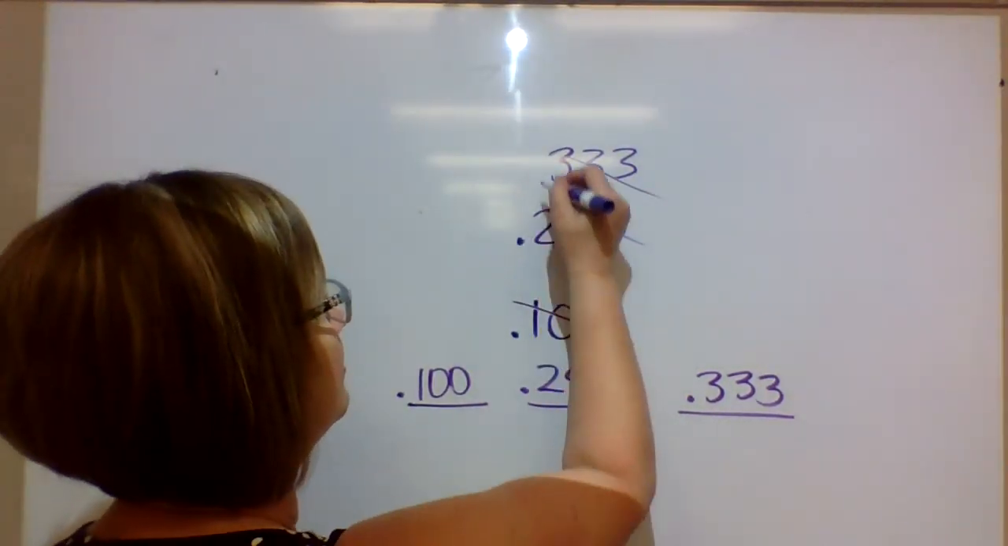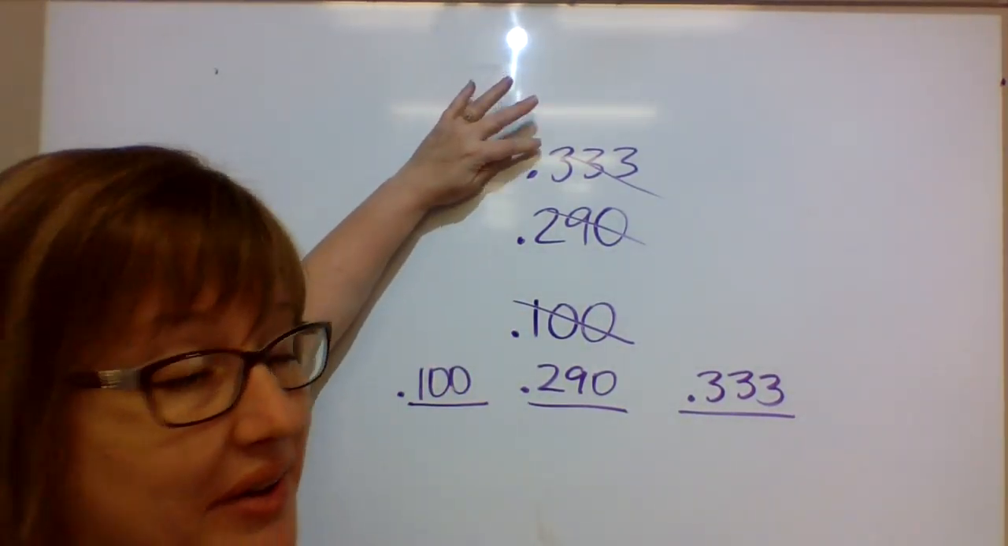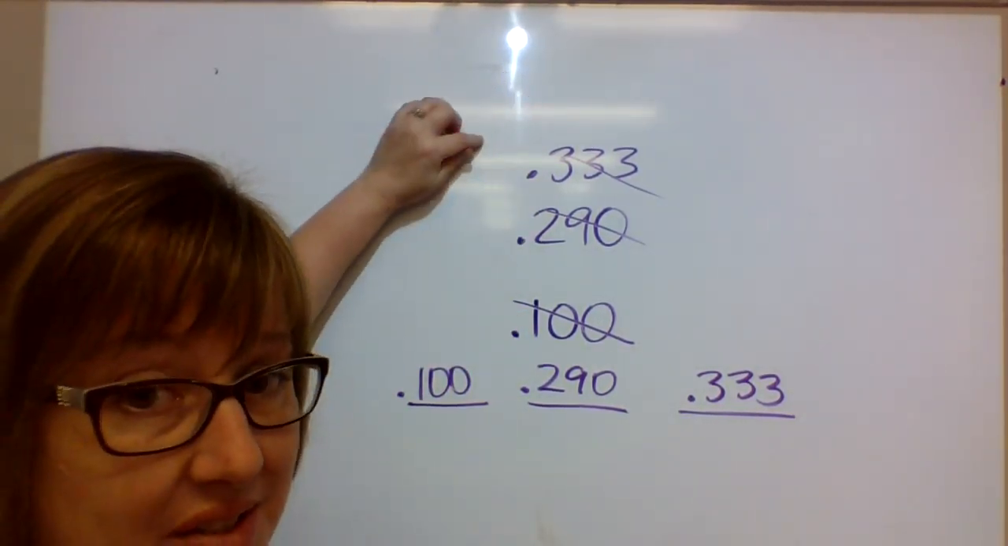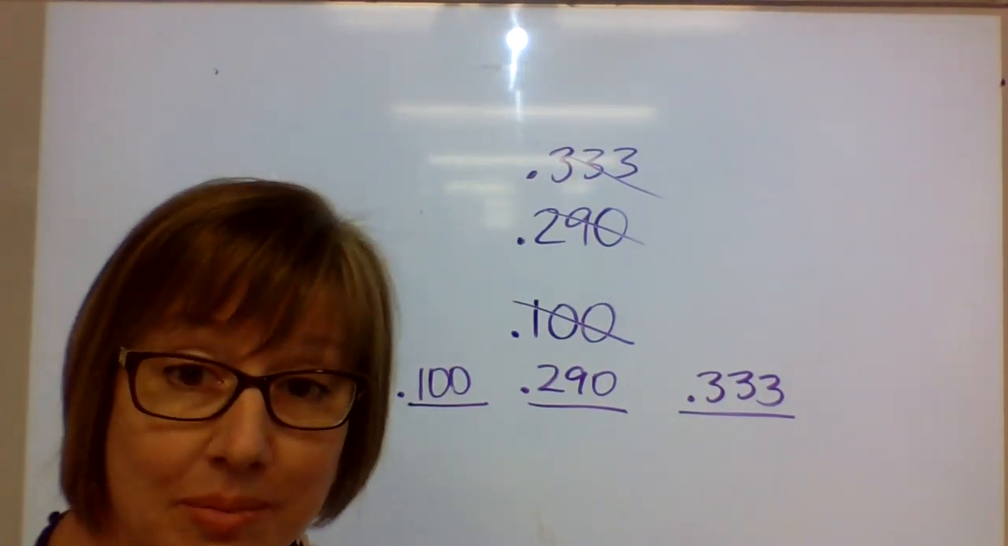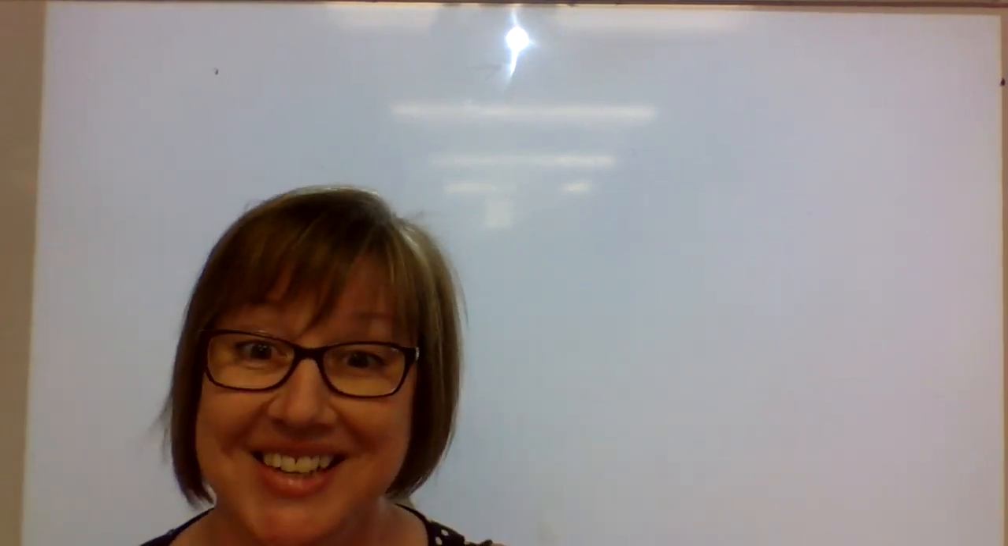The other, easier way is to see which one has more in the tenths place. You can do that too. 1/10, 2/10, 3/10. Which one's the smallest? The 1/10 is the smallest. See? So there's a couple ways to do it, and you might even think of another way. Okay, that's everything for this page. See you later.